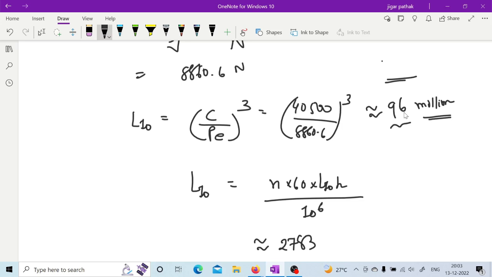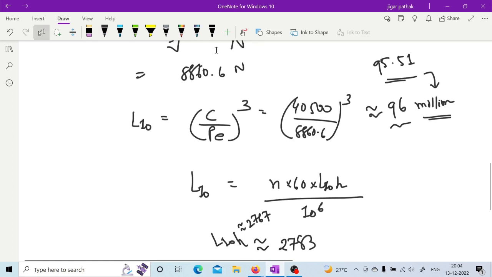Yes, sir. It is coming 95.51 million revolution. So better to go with that, because it is in terms of millions of revolution. If you go with this, then your L10h may be modified. 2767 hours, sir. Okay, so it is roughly around 2767, or 2768.